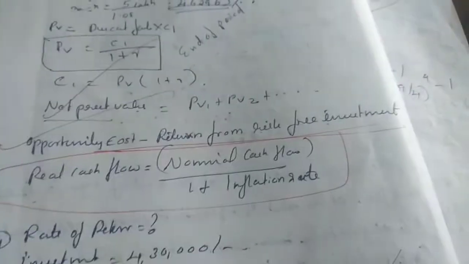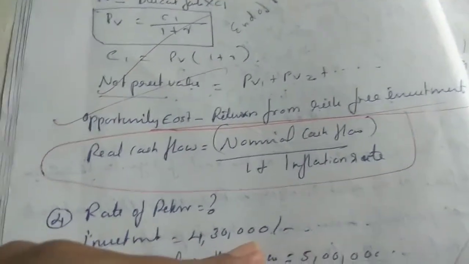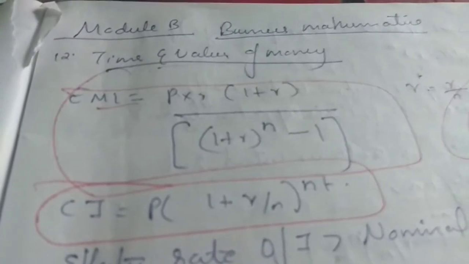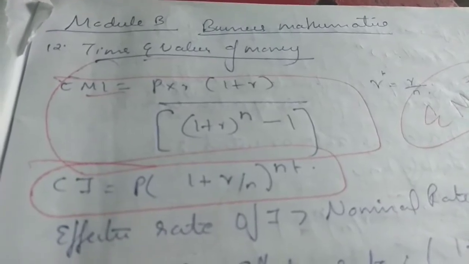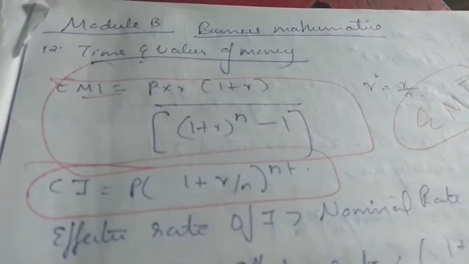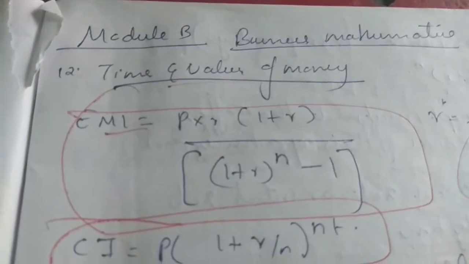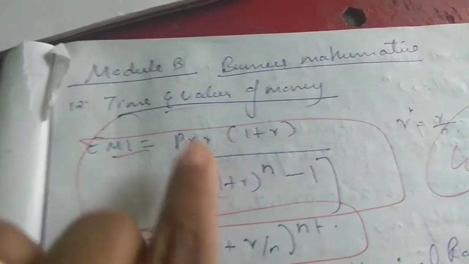Opportunity cost is the return from a risk-free investment. Real cash flow is nominal cash flow divided by 1 plus the inflation rate. Now we can see the equation for EMI, equated monthly installment. EMI equals P into R into (1 plus R) raised to n, divided by (1 plus R) raised to n minus 1. So we have to remember this equation. This is also directly asked: to calculate the equated monthly installment if principal and rate of interest are given.